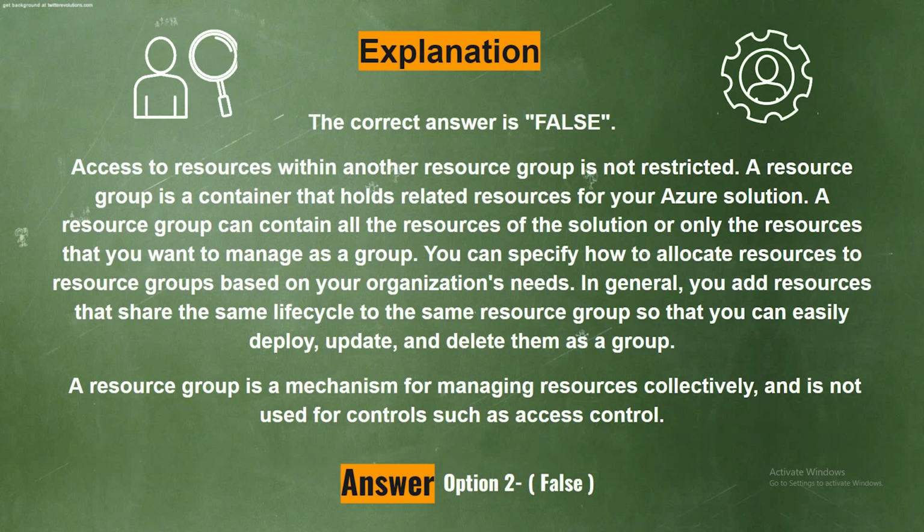A resource group is a container that holds related resources for your Azure solution. A resource group can contain all resources of the solution or only the resources that you want to manage as a group. You can specify how to allocate resources to resource groups based on your organization's needs. In general, you add resources that share the same life cycle to the same resource group so that you can easily deploy, update, and delete them as a group. A resource group is a mechanism for managing resources collectively and is not used for controls such as access control.